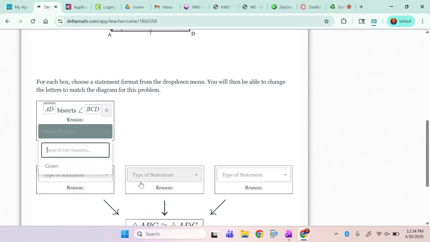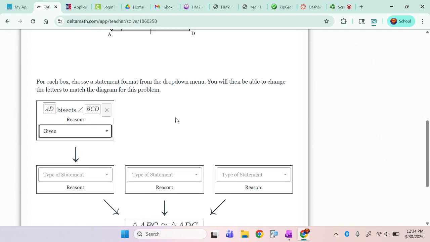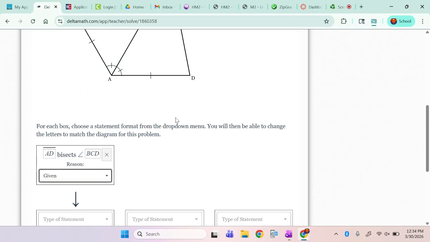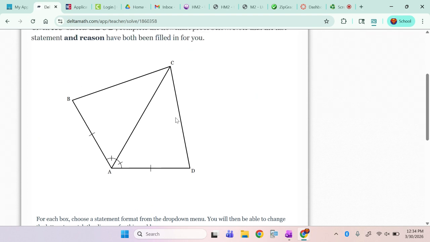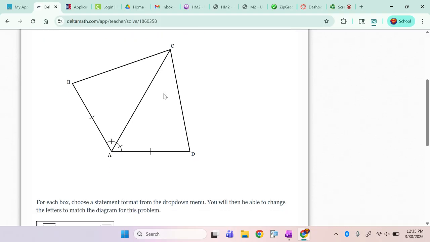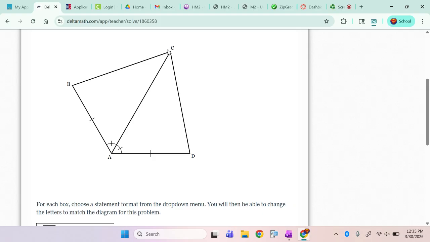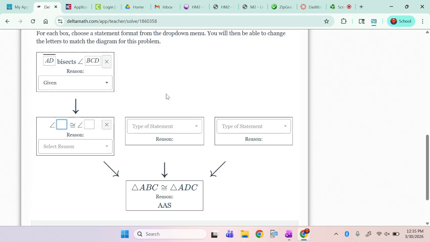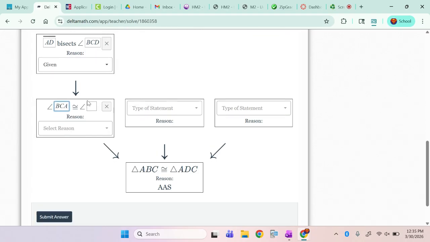Reason, they gave it to us. It only gives you given as a reason anyway. Now, because we know it bisects that angle, what can we say? Since this line bisects this angle, what can we say about these two baby angles? They're congruent. So we can say that BCA is congruent to DCA. Because why? First off, let's type it in. So BCA is congruent to DCA.